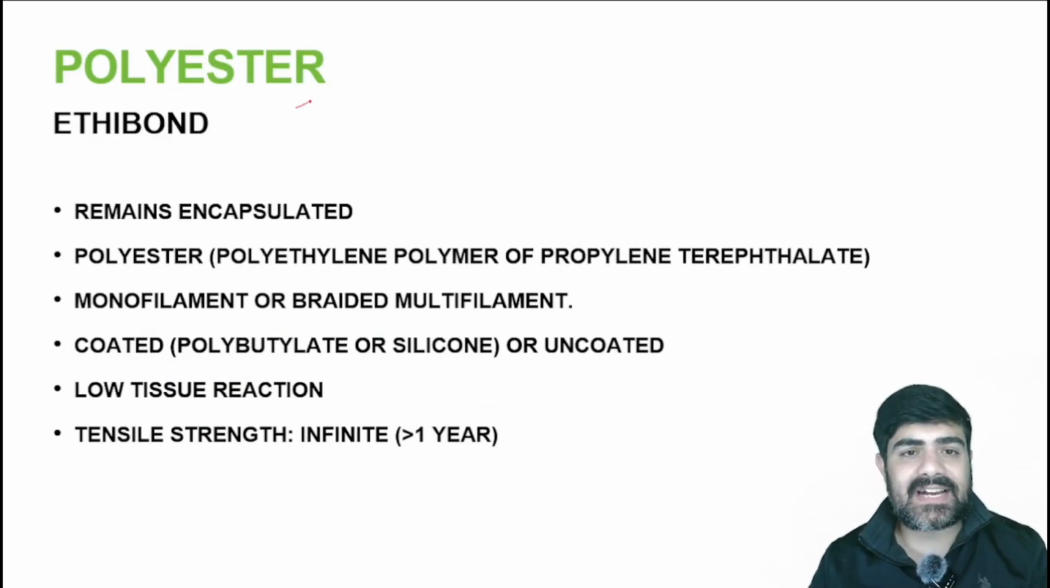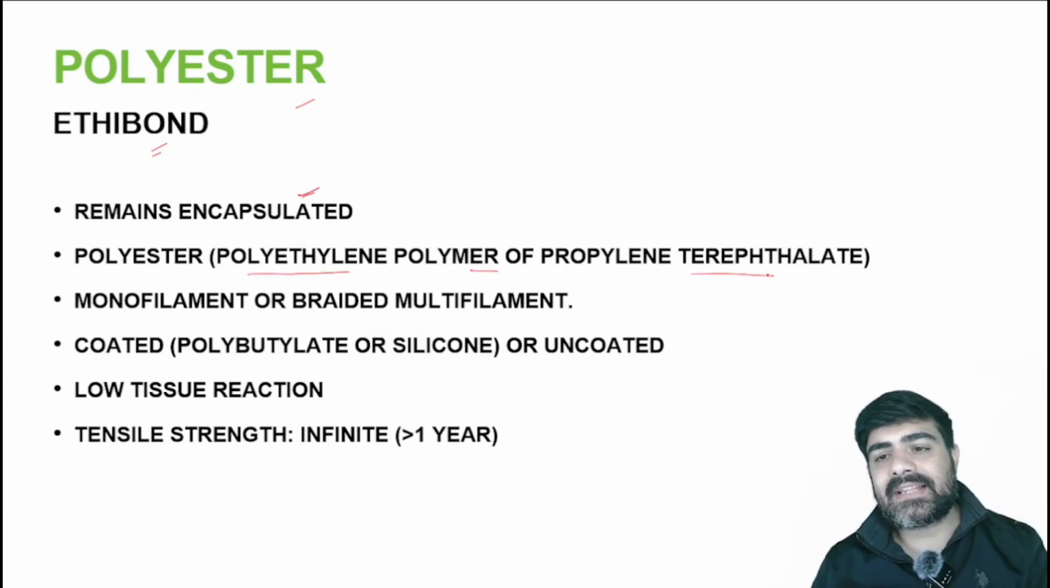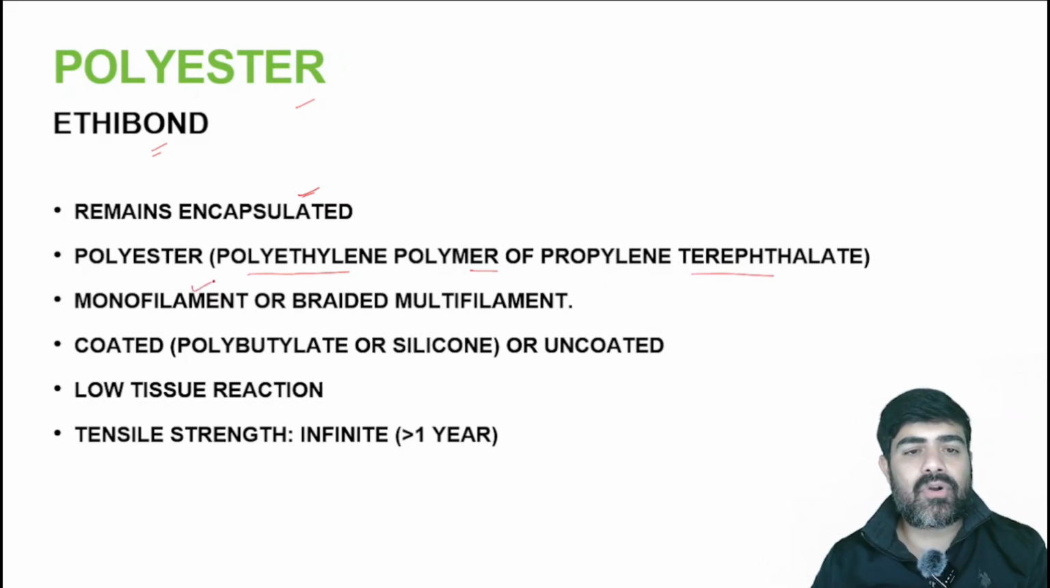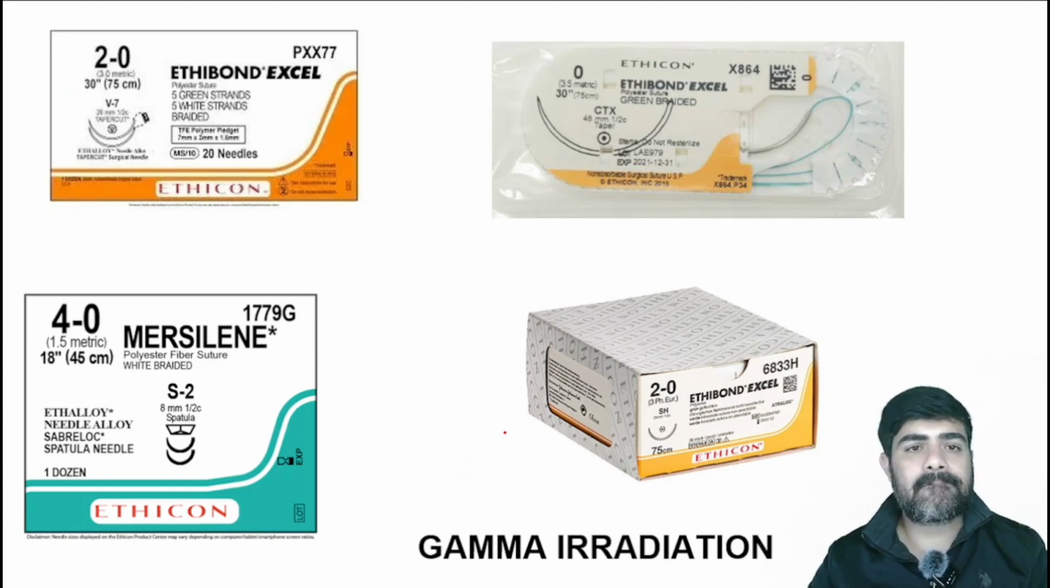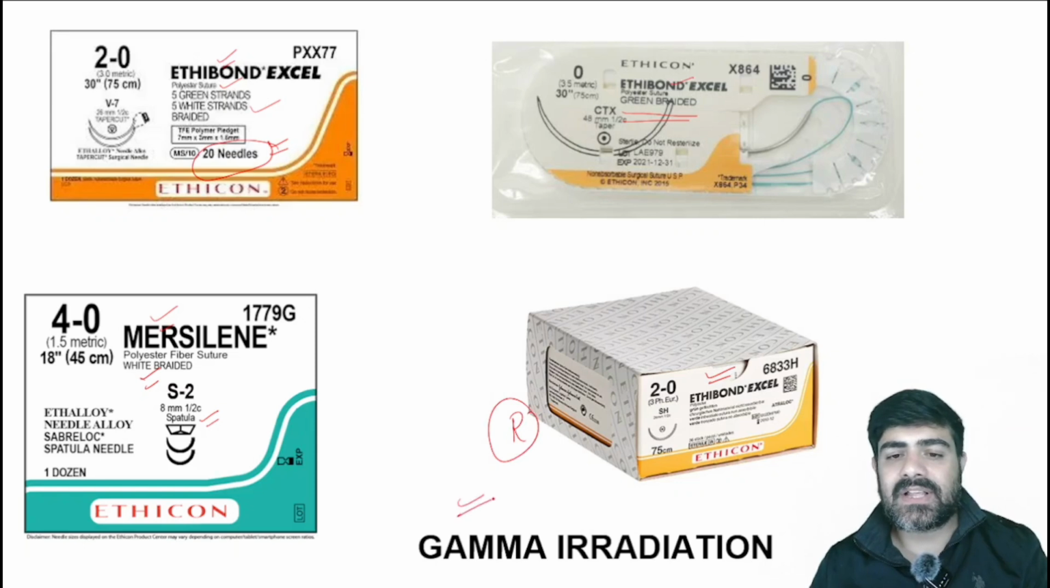Now we have polyester, that comes as Ethibond. It remains encapsulated. Polyester is a polymer of polyethylene terephthalate. It is a monofilament or braided multifilament, and it is coated with polybutylate or silicone, or it can be uncoated. There is low tissue reaction and tensile strength is infinite, so it is more than 1 year. These are all trade names of this polyester suture. It is sterilized with gamma radiation.